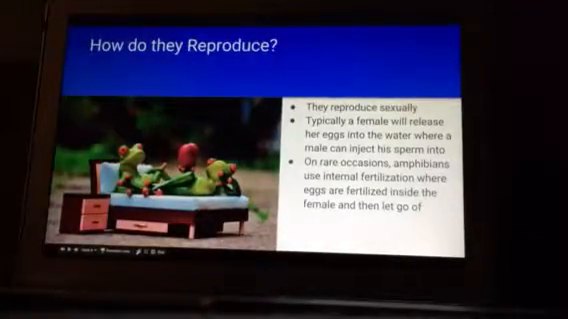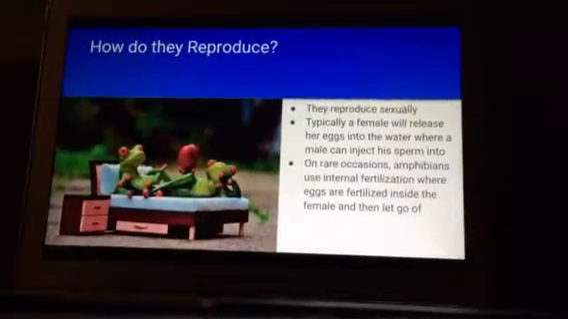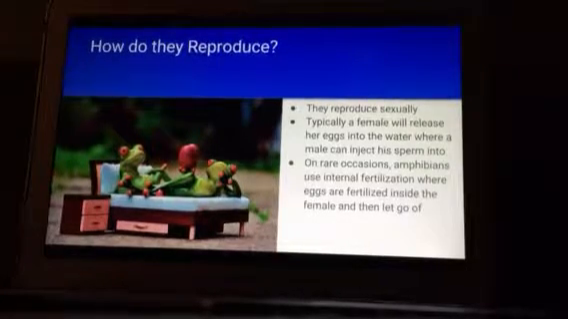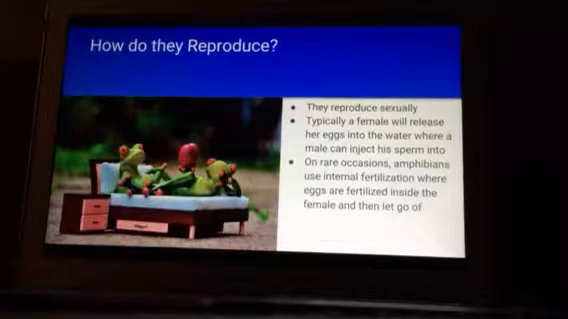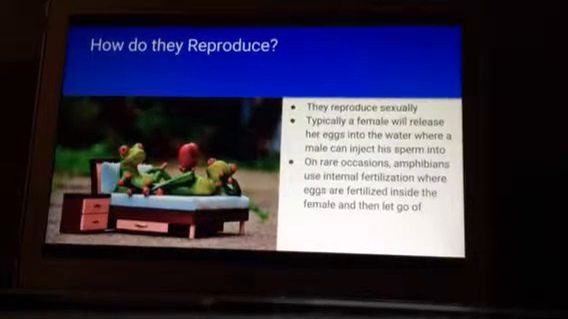How do they reproduce? They reproduce sexually. Typically, a female will release her egg into the water where a male can inject his sperm into. On rare occasions, though, amphibians use internal fertilization, where eggs are fertilized inside the female and then let go of.